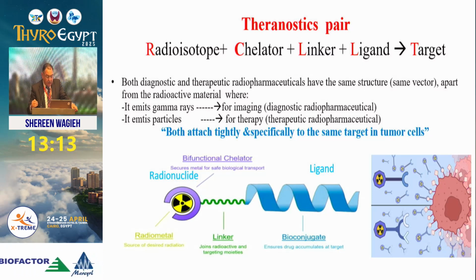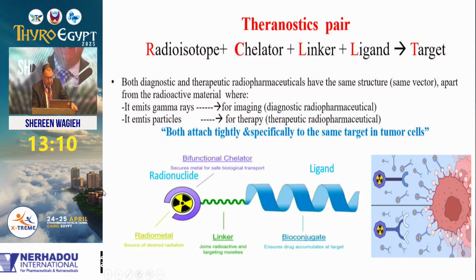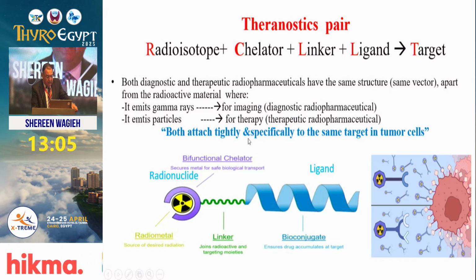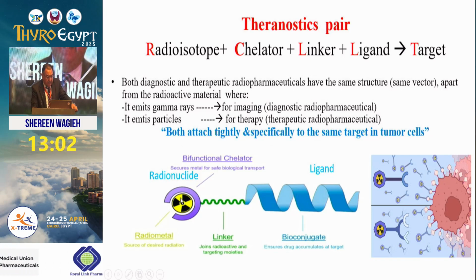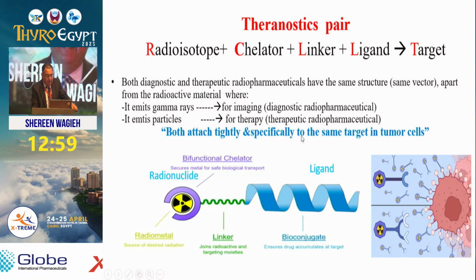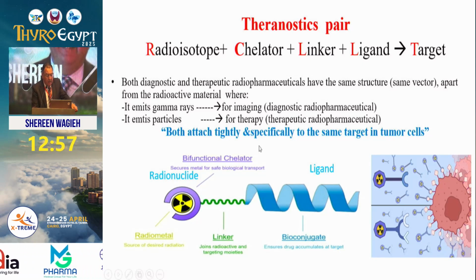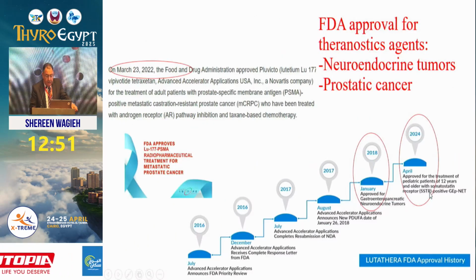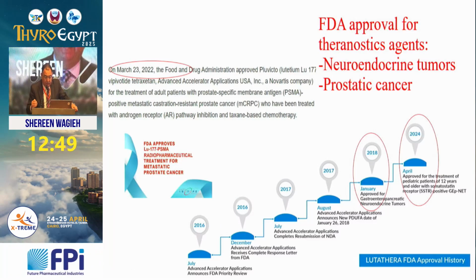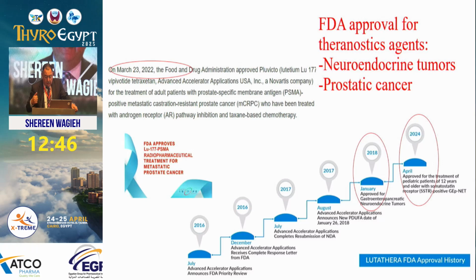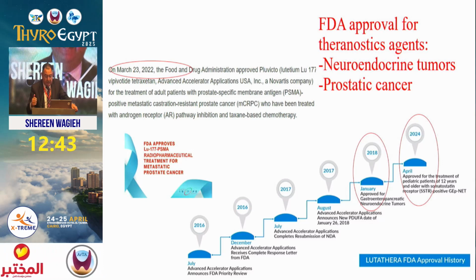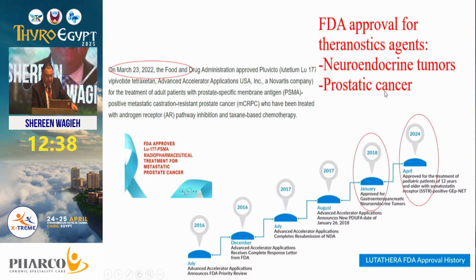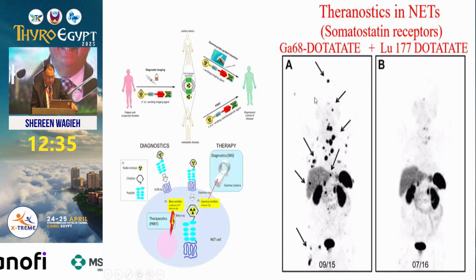Apart from during imaging, you put a radionuclide which emits gamma rays just for imaging, while for therapy you use a radionuclide emitting particles, either alpha or beta particles, but both attached to the same ligand to be attached specifically and tightly to the receptor on the tumor cells. The most recent and successful examples of theranostics are targeting somatostatin receptors in neuroendocrine tumors and targeting prostate-specific membrane antigen in prostatic cancer. Both were FDA approved in the last few years.